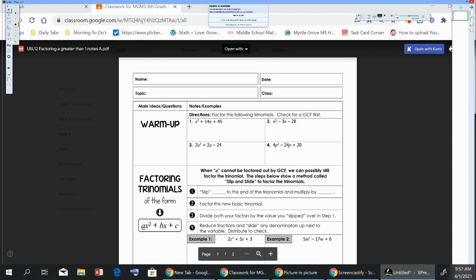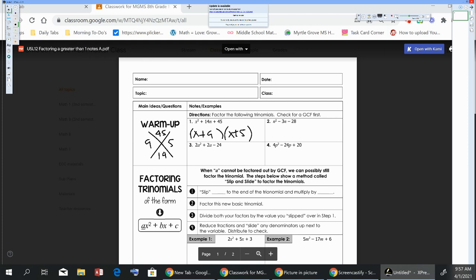Okay, so for the first, remember, a is the number in front of x squared, b is the number in front of x, and c is the constant. So I'm looking for two numbers that multiply to get 45 and add to get 14. Again, you can use that x method. They multiply to get 45, add to get 14, right? So I have 9 and 5. So I go x plus 9, x plus 5.